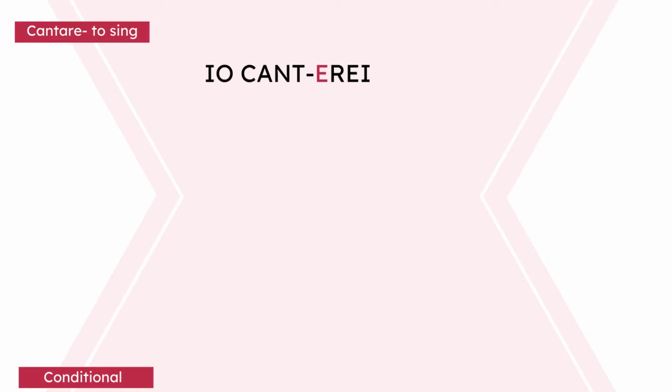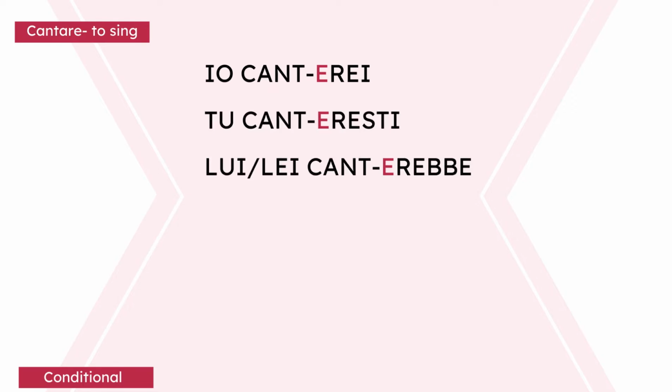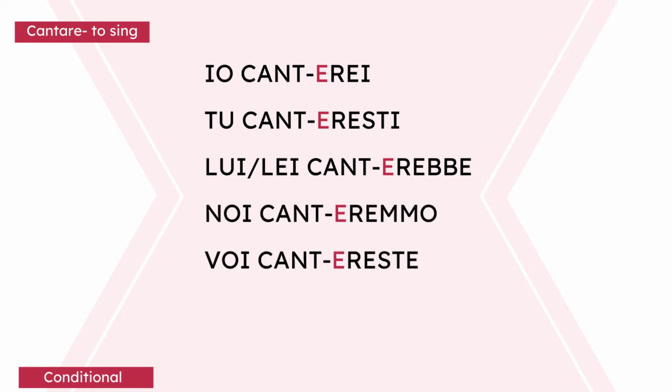Cantare, to sing. Io canterei, tu canteresti, lui, lei canterebbe, noi canteremmo, voi cantereste, loro canterebbero. What can you notice? The root is from the infinitive form of the verb, that's to say, cant. And then for the first conjugation, you switch the vowel A to E, and then you add the endings of the conditional. And then you proceed the same way for the other two conjugations.